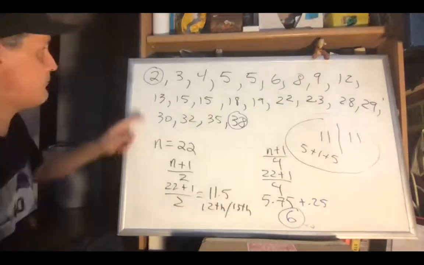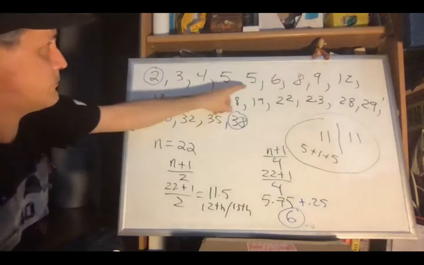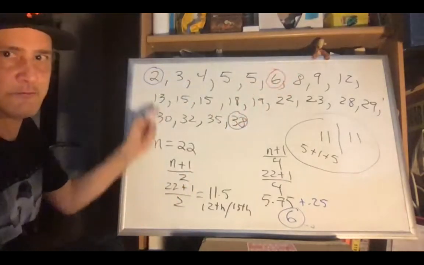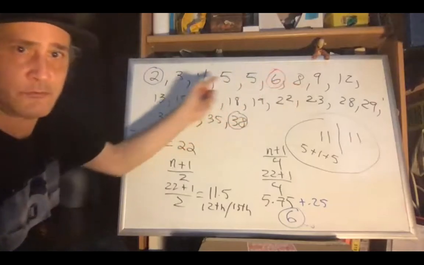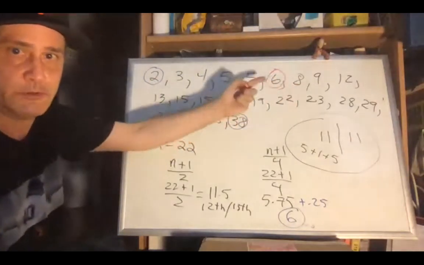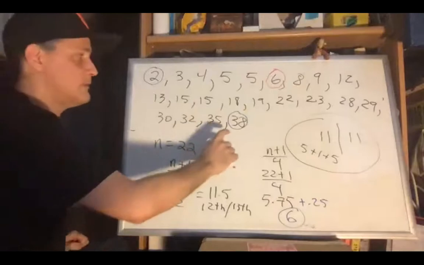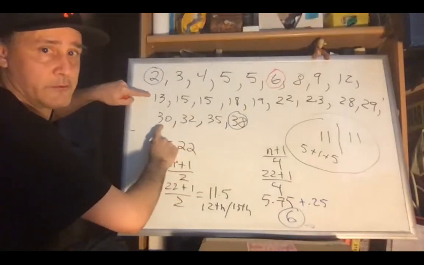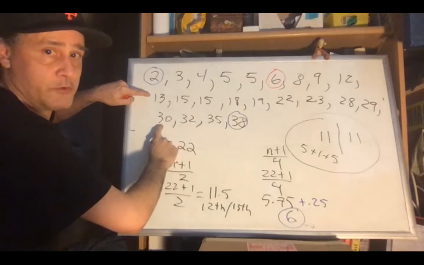Okay, so the sixth number from the bottom, 1, 2, 3, 4, 5, 6. Now it just happens to be the number 6, right? Because these could have been 3-digit numbers, 2-digit numbers. Now the sixth number from the top, 1, 2, 3, 4. Don't count here, you have to count in order.